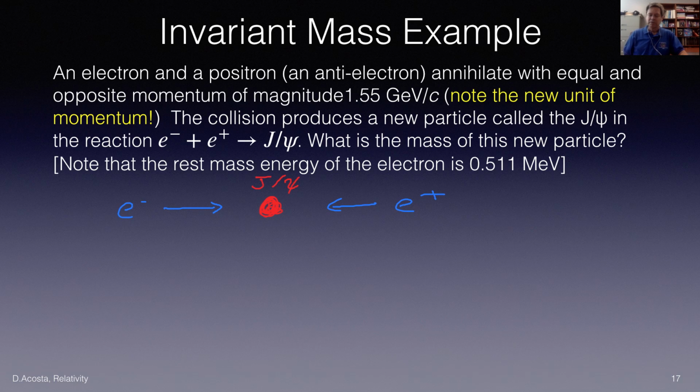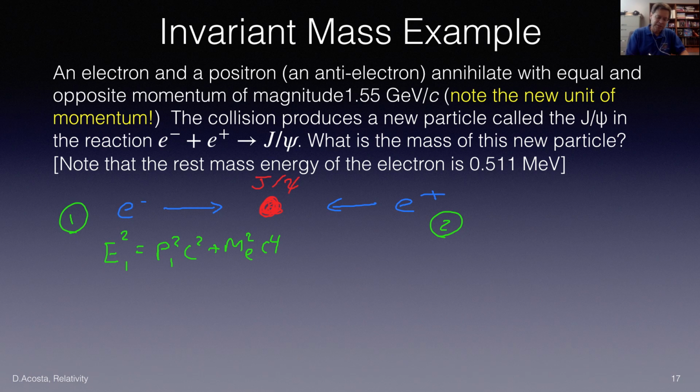So let's write down the momentum and energy of these objects. Let's give them some labels. Let's call the electron object 1 and the anti-electron, the positron, object 2. So we have that energy 1, well, that should be at least squared. It's momentum squared times c squared plus its mass energy squared.